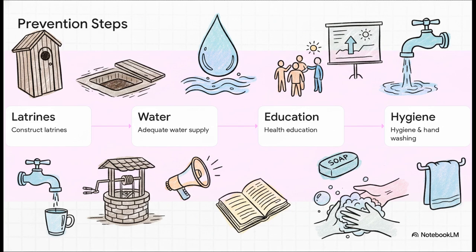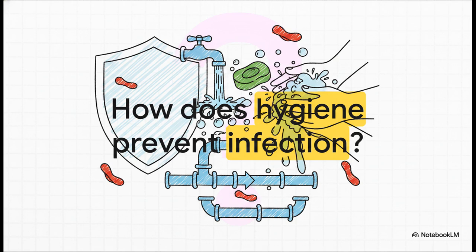Then comes health education and the active identification of patients, carriers, and food handlers who might be unknowingly spreading the bacteria. But at the very bottom of this list is perhaps the most massive power of all, basic personal hygiene and rigorous hand washing. We've tracked Salmonella typhi from its criminal profile through its clinical warfare all the way to its ultimate defeat. But I want to leave you with this provocative thought.